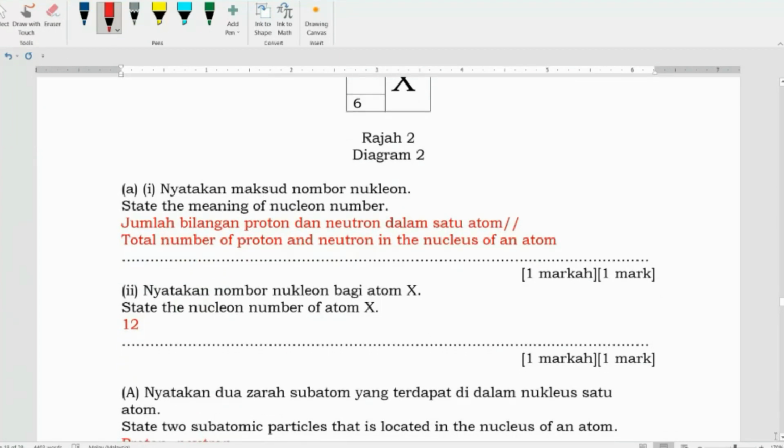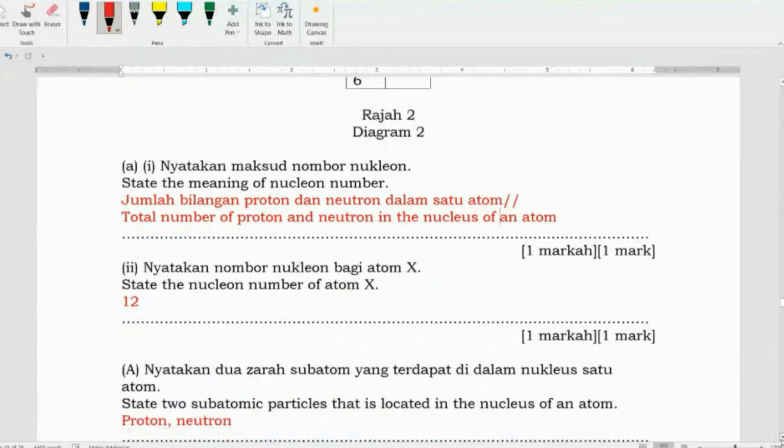Number 3. Okay, next. Adrian, not present. Okay. State 2 subatomic particles that are located in the nucleus of an atom. Proton and neutron. Okay, very good, Adrian. Protons and neutrons.